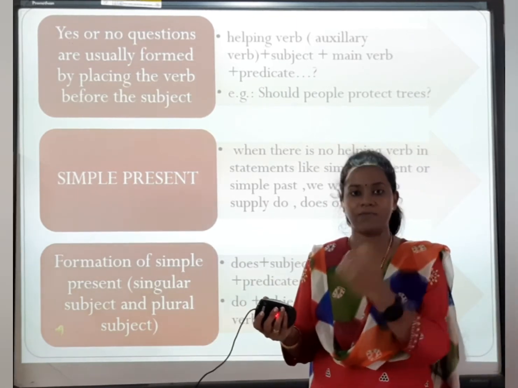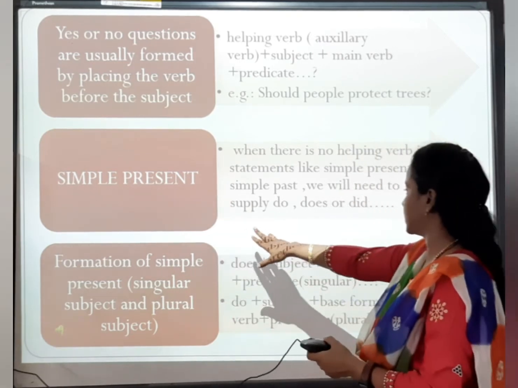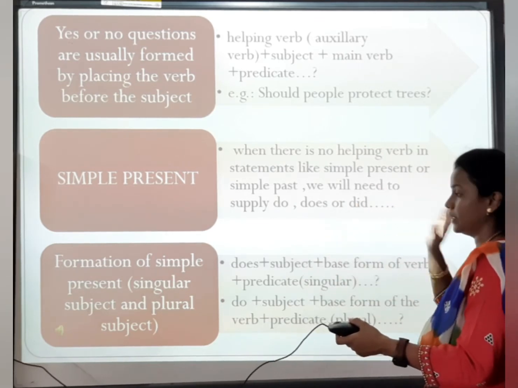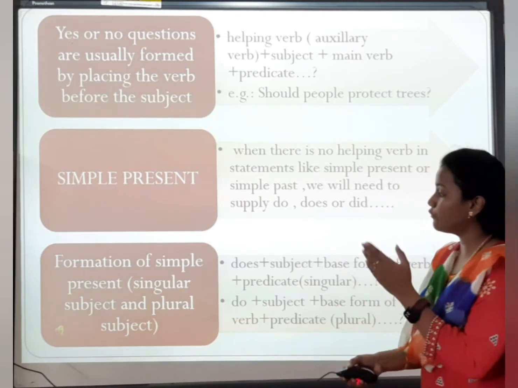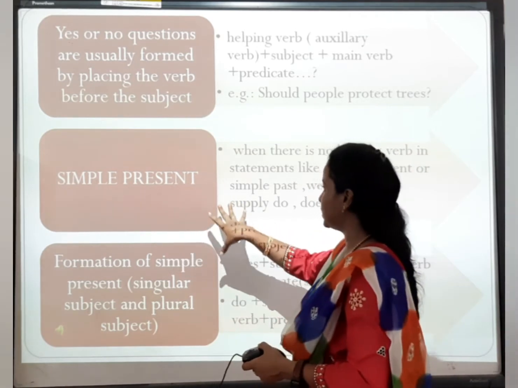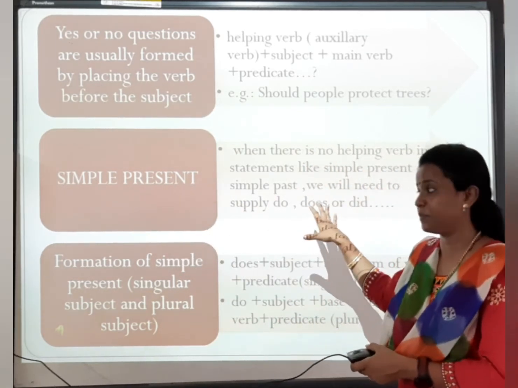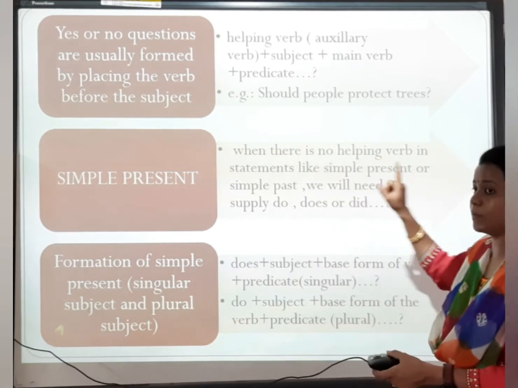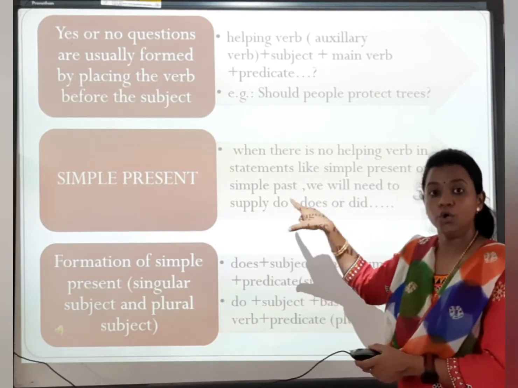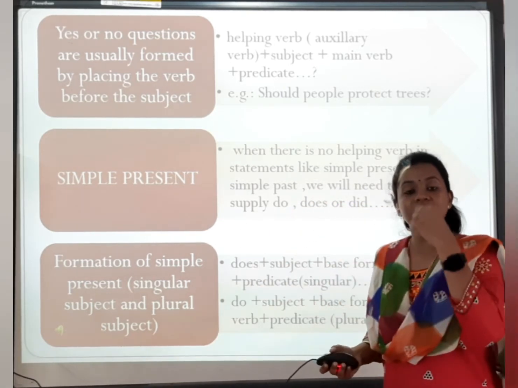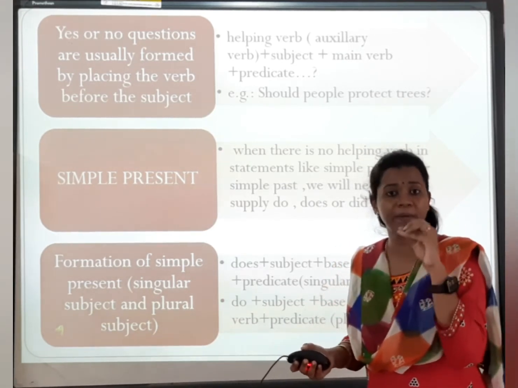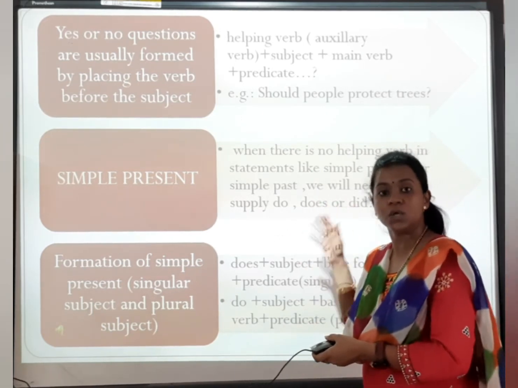So when we don't have a helping verb, for simple present we need do, does and did. Okay, and for the formation of the simple present tense, singular or plural. See here in the simple present tense what we need when we don't have a helping verb, that is, when there is no helping verb in the statement like simple present or simple past, we will need to supply do, does or did. When there is a simple present tense and they don't have the helping verb in it, we will add do, does or did.